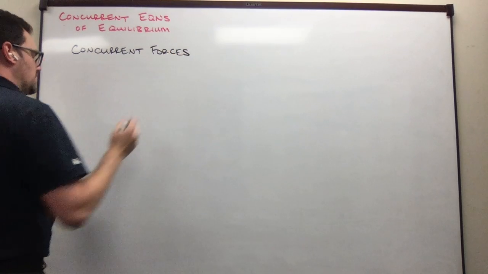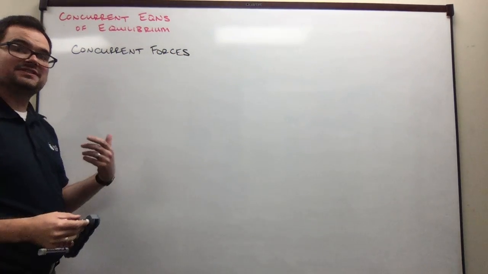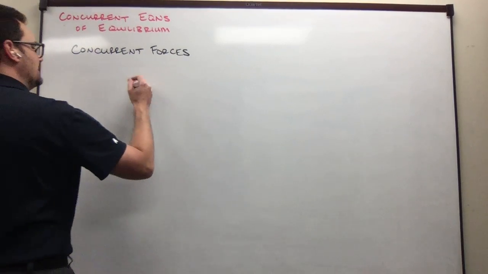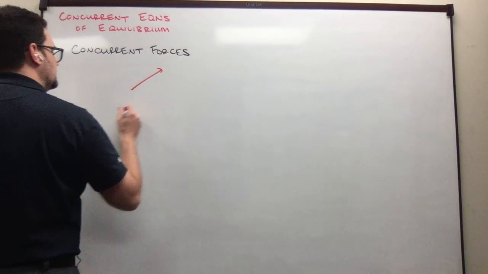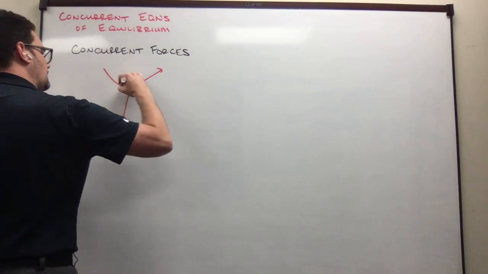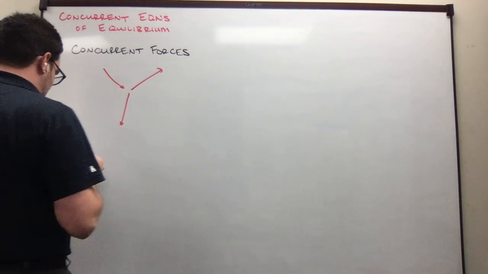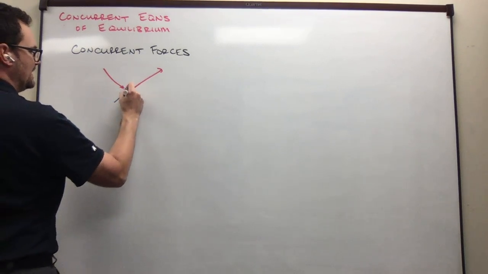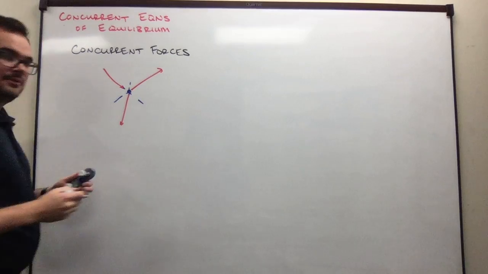Maybe you'll need to go back and check your notes, but the key to concurrent forces is that their lines of action all pass through a common point. So we might have a collection of forces pulling or pushing, but when we think about those forces, their lines of action all pass through that common point.